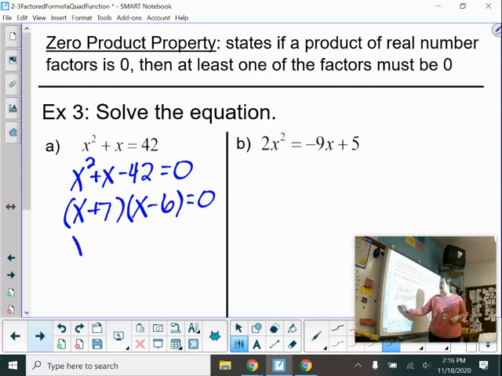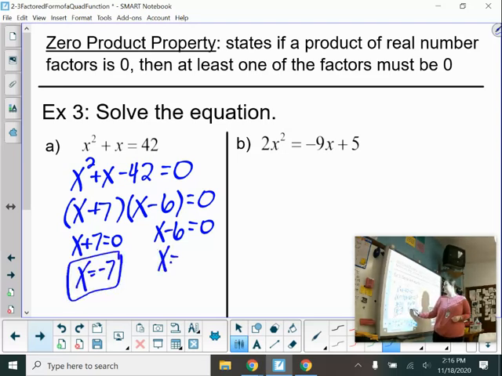To finish this out, you set each factor equal to 0, and then you solve. So we get x is negative 7 as one solution, and x is 6 as another solution. If you were to graph the quadratic, x squared plus x minus 42, it would have x-intercepts at negative 7 and positive 6.